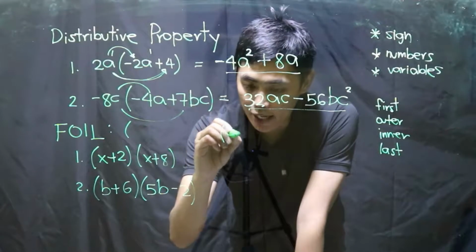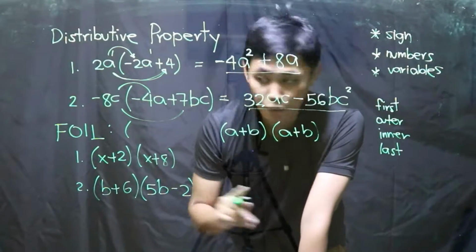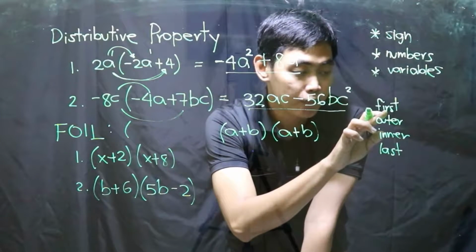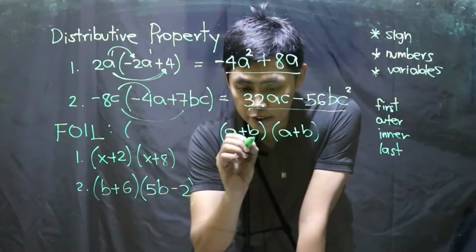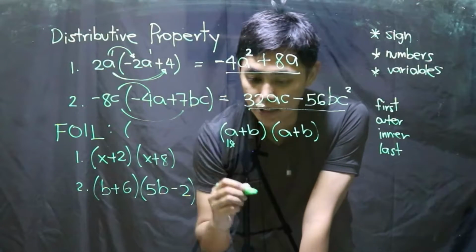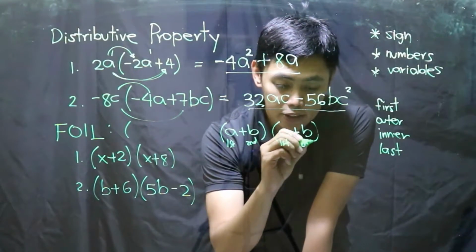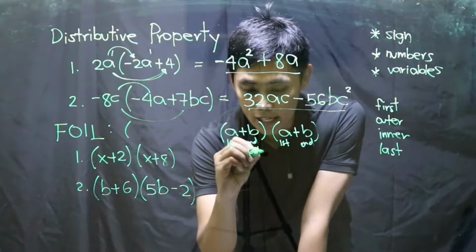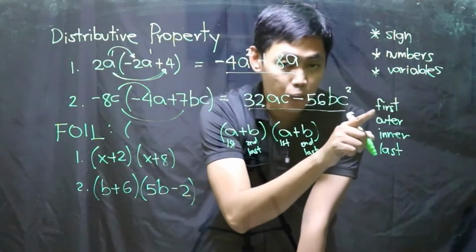So, if we have A plus B times A plus B, to do the FOIL method, or the distribution, first you will evaluate the first terms. So, what is the first term here? A plus B. So, this is the first term. This is the second term. This is the first term and this is the second term. So, we are actually doing the first, and the second term can be called the last term. Okay? So, we will evaluate first the first term.